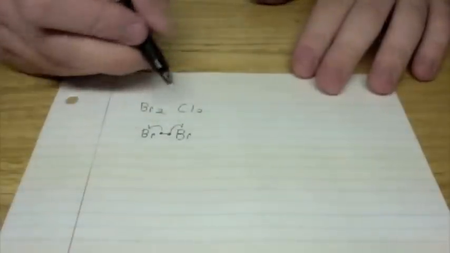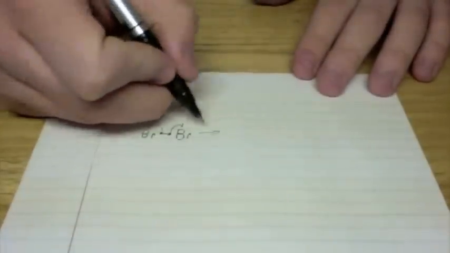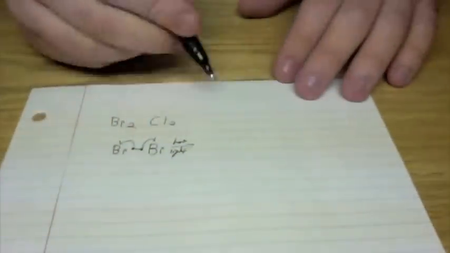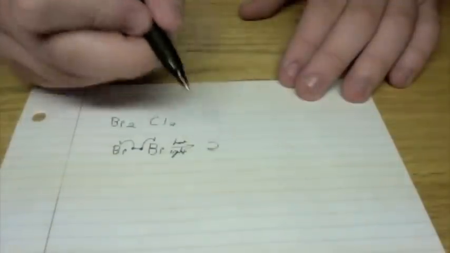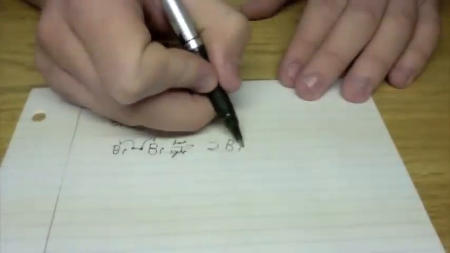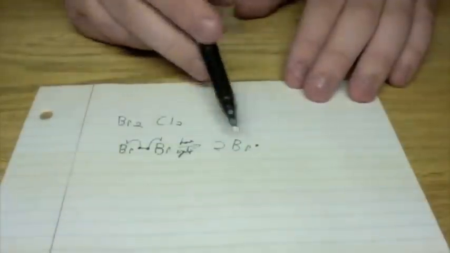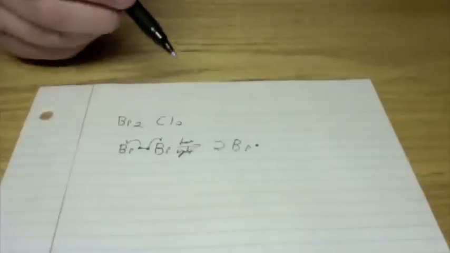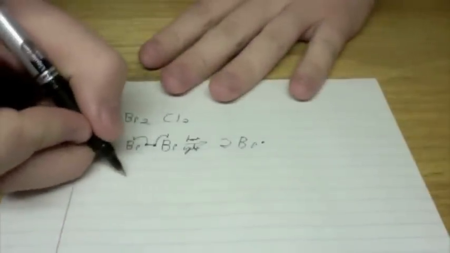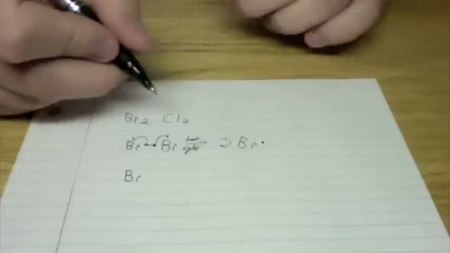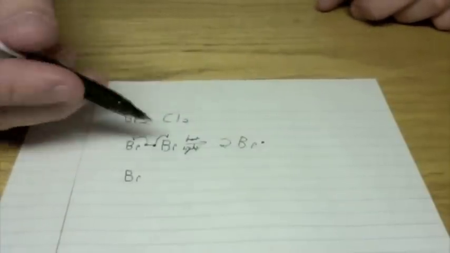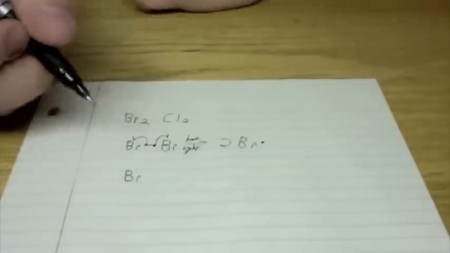And so what this gets you, let's just say, with heat or light, it's going to get you 2 Brs that are just free radical bromines, and so these are incredibly reactive, and of course this whole thing can go for chlorine as well. It won't go for fluorine, and iodine doesn't have enough energy actually in the system to do that. So it's really only bromine and chlorine.